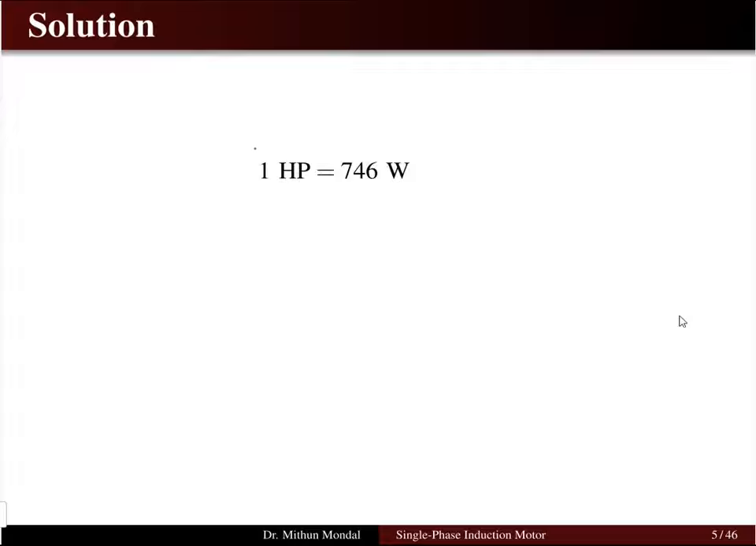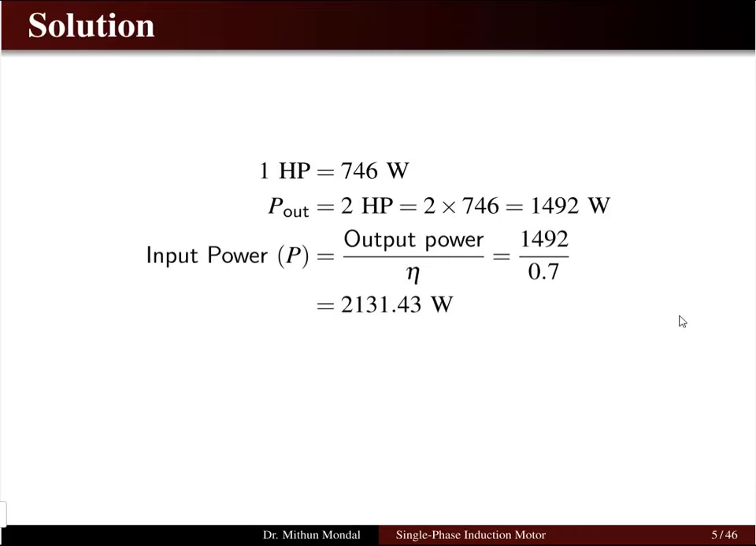It is to be remembered that 1 horsepower is equivalent to 746 watt. So the total output power of the induction motor is 2 horsepower. It means it is equivalent to 2 multiplied with 746, which gives 1492 watt. The efficiency, which is the ratio of the output by input power, can be used to determine the input power as output power by efficiency. Efficiency is 70%, so we can take 0.7 and the output power we have calculated as 1492 watt. So that gives the input power as 2131.43 watt. We have to determine the input current.